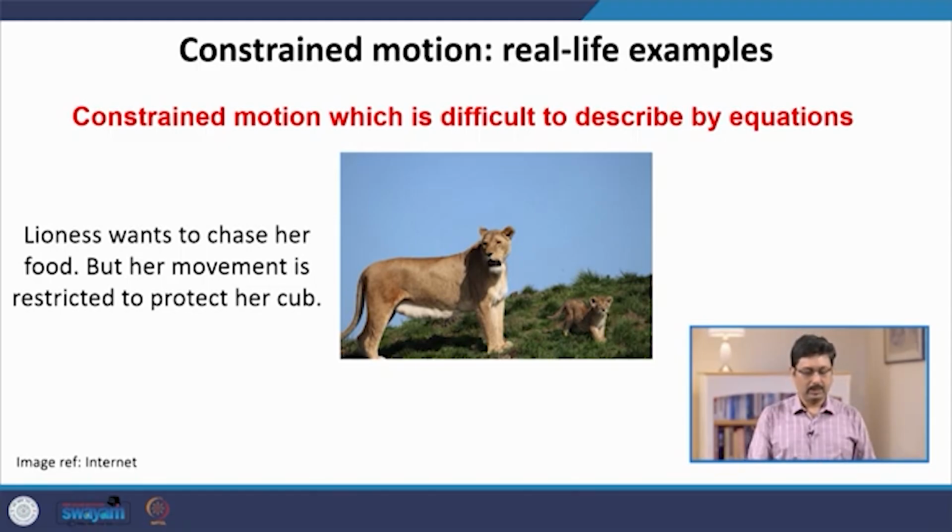There is a lioness who wants to chase her food. She is looking at the food, but her movement is restricted to protect her cub. She cannot go far away from the cub, or the cub might be in danger. So her motion is constrained by this scenario, but it is maybe not obvious how to describe this constraint mathematically.